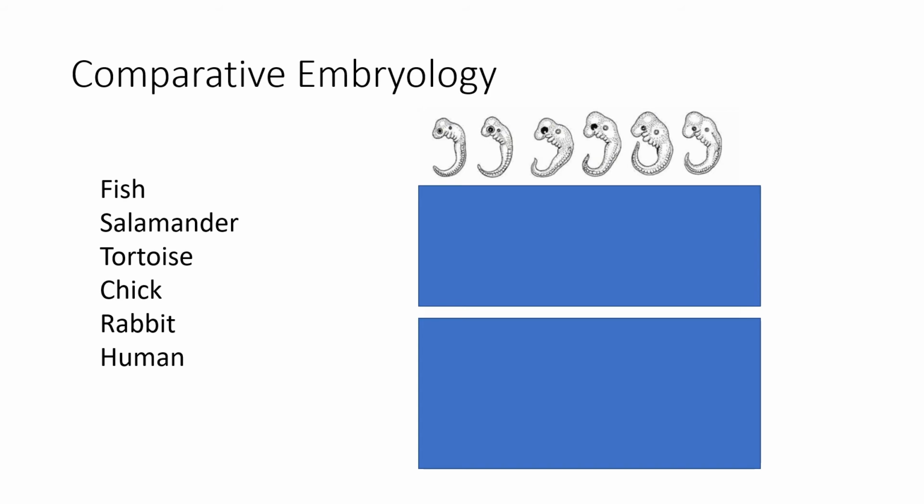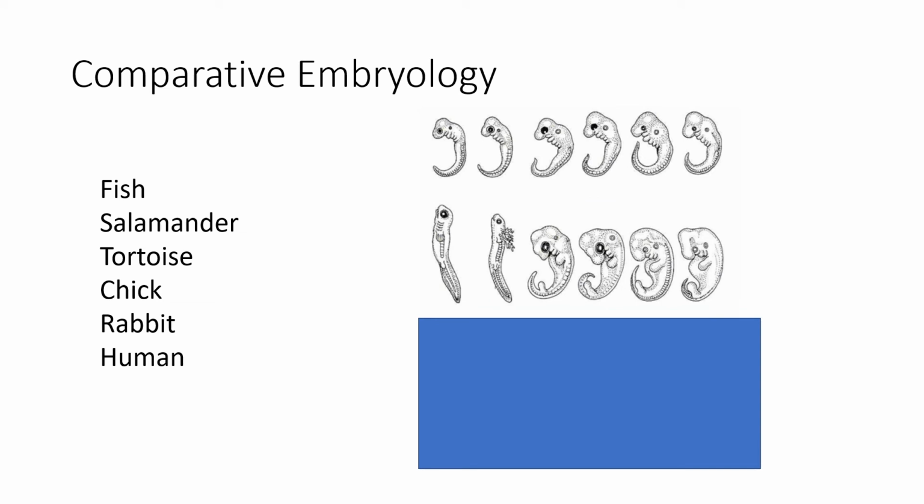Okay, and then we'll take a quick peek at comparative embryology here and see if you can tell the difference between those embryos. Those embryos are fish, salamander, tortoise, chicken, rabbit, and human. Can you tell the difference? Nah, not really. Can you tell the difference now? Are they starting to look a little different? Maybe. The first two are definitely looking different than the other four, but I don't know if you have enough information to know what they are.